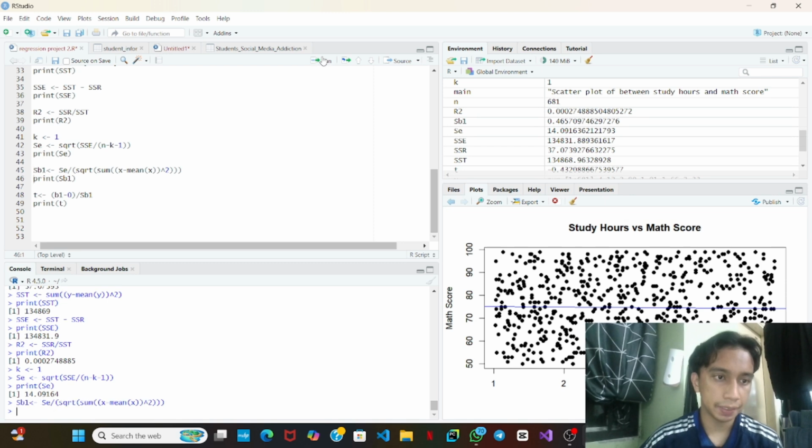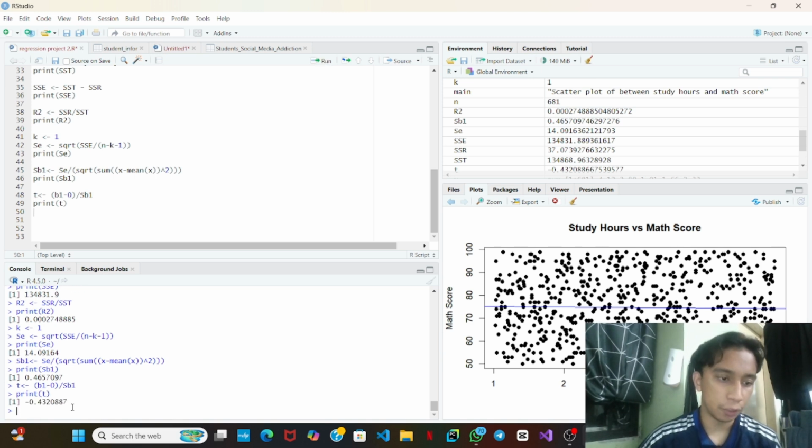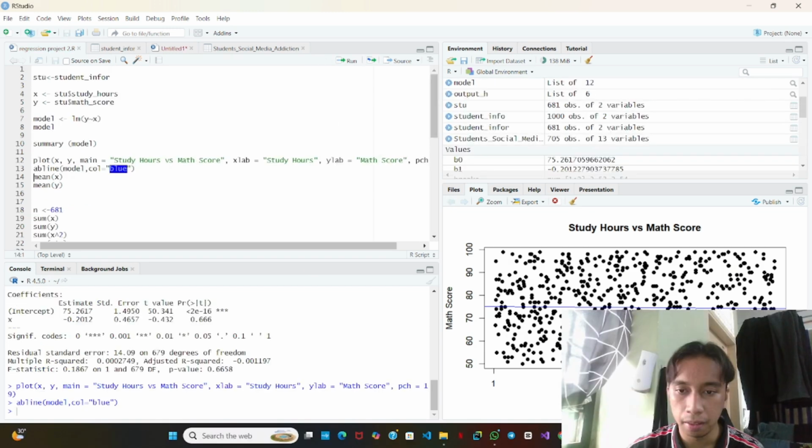Also our SB1, and lastly our T, which is B1 minus 0 over SB1, and we get our value T, negative 0.4320887. Okay, for the graph, we have study hours versus math score. We estimate students who have more study hours will get a higher math score. But from this data set, some students who have more study hours get a lower math score, and some students who have fewer study hours still get a higher score. So from this blue line, you can see there's no relationship.